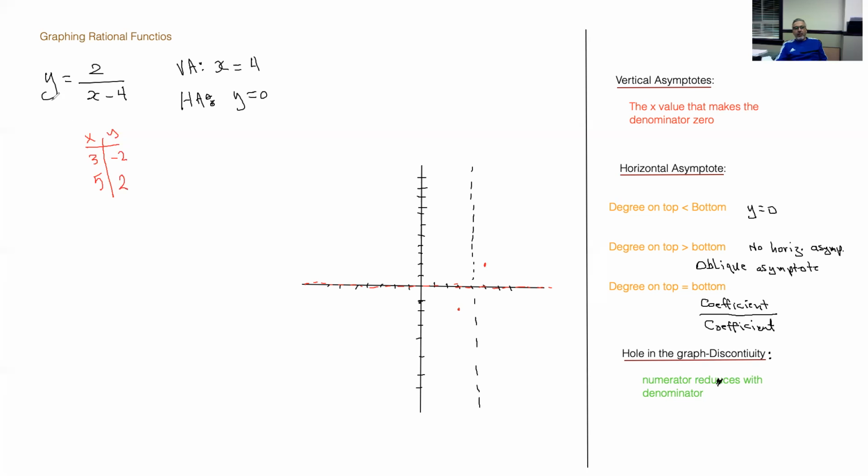If you want to find what the y-intercept is, just make the x 0. So if you make x 0, you get y to be negative 1/2. So 0 minus 4 is negative 4, 2 divided by negative 4 is negative 1/2. So you could add another point right here, at 0 and negative 1/2.